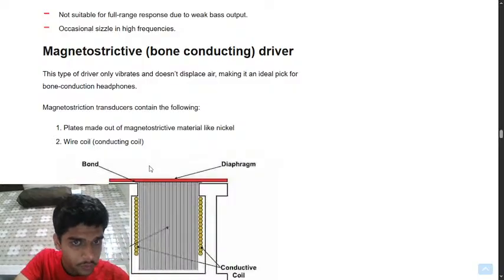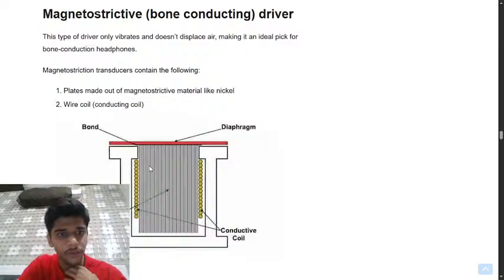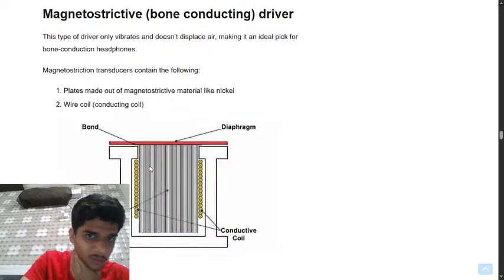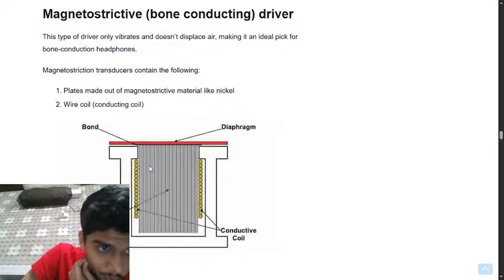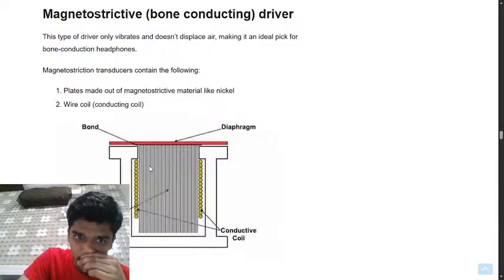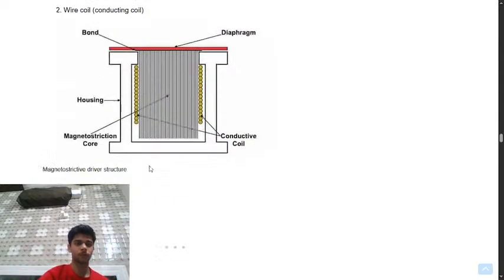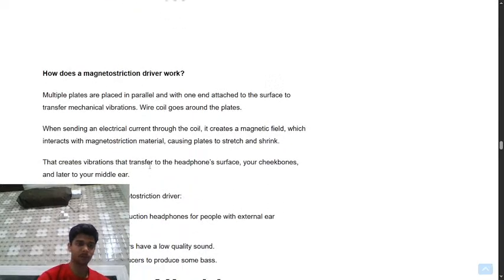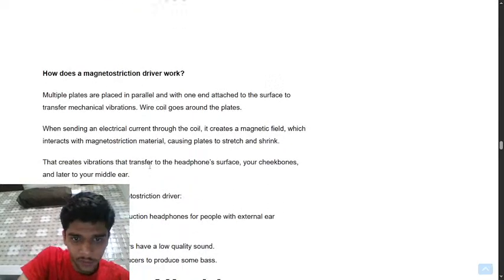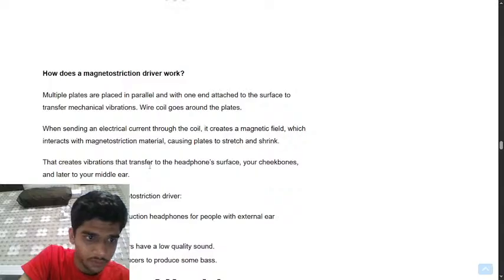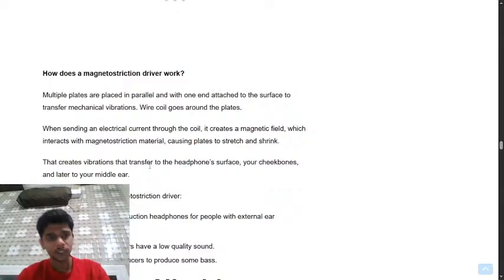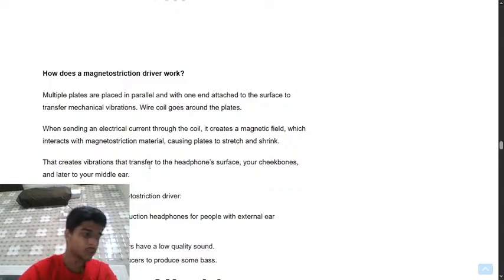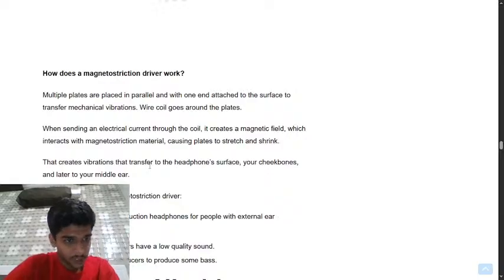Magnetostrictive driver. This type of driver only vibrates and doesn't displace air, making it an ideal pick for bone conduction headphones. It's made out of magnetostrictive material like nickel, and a wire coil. Multiple plates are placed in parallel with one end attached to the surface to transfer mechanical vibrations. The wire coil goes around the plates.